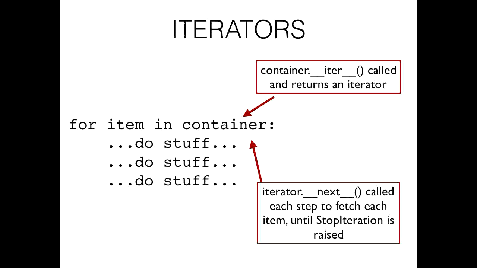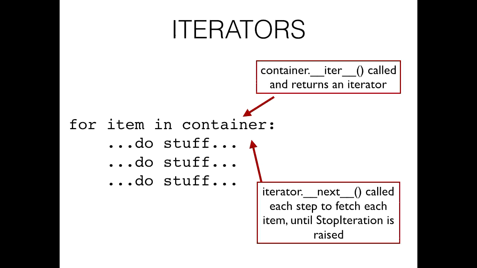You have a container, and what a for loop does is it actually calls a special method on that container object to return something called an iterator. And it takes that iterator and calls a special method called next that gives you an item, and then it executes the code below in this do stuff, right, in the suite of instructions.